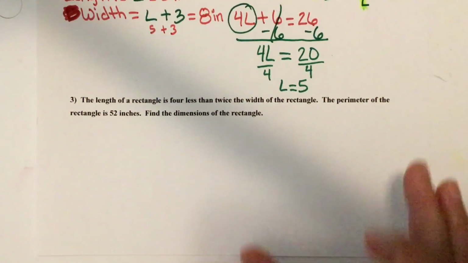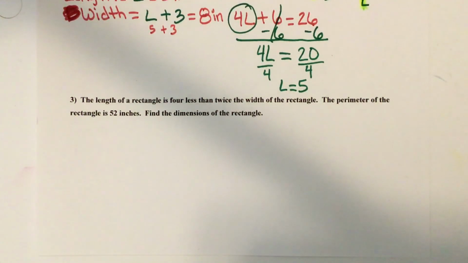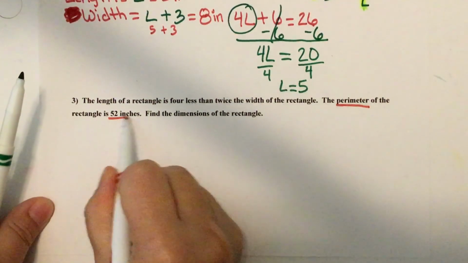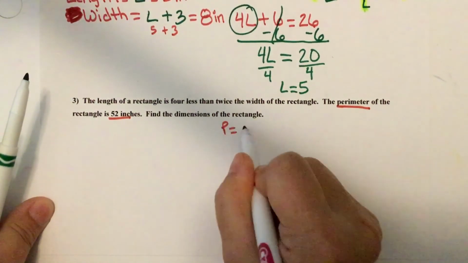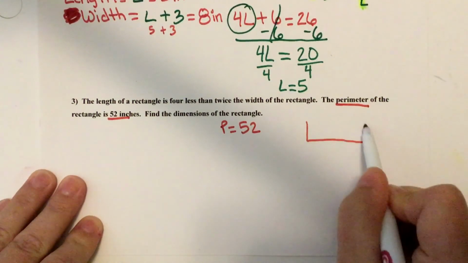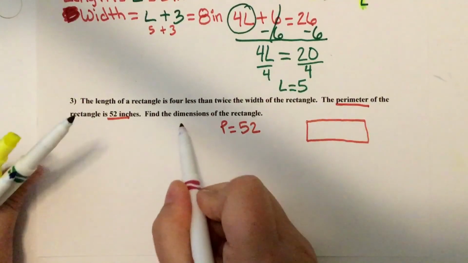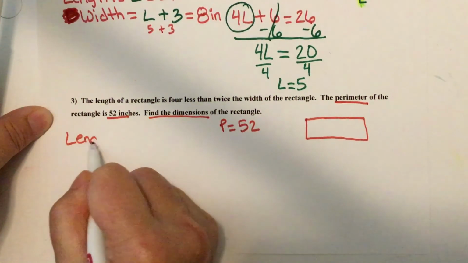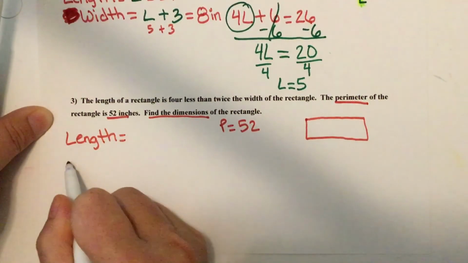The length of a rectangle is 4 less than twice the width of the rectangle. The perimeter of the rectangle is 52 inches. Find the dimensions. Okay, once again, I've been told that the perimeter is something, and this time it's 52. I'm going to go ahead and draw the picture of my rectangle. And when it says find the dimensions, it means find the length and find the width.